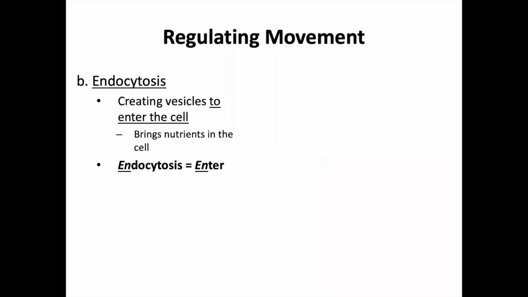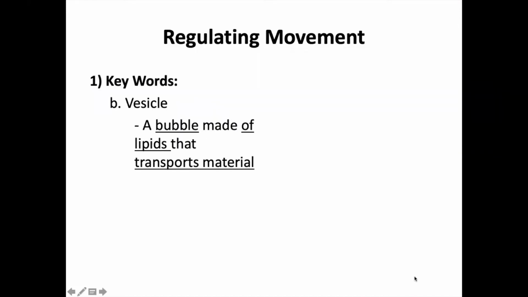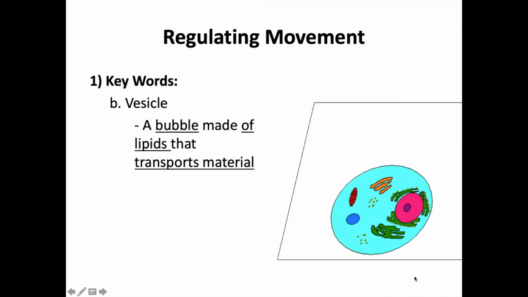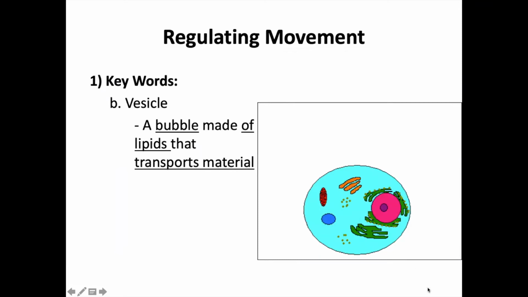Endocytosis. Guys, if you remember last video, I asked you guys to remember a key word. So let's go back to that key word real quick. That key word was vesicle. Vesicle is a bubble, not this. This is your cell. And you know, all the organelles in there, they're kind of in the way, so let's get rid of those real quick.